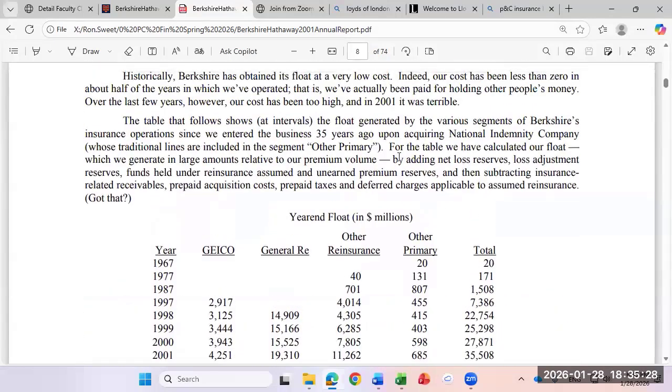So I don't need this formula. Generically, what I want is what he says float is: those reserves on the balance sheet. It's that liability, those things they're going to have to pay out, whether it's to their policyholders in claims or their employees as loss adjustment expenses. Those are the things he counts as float.